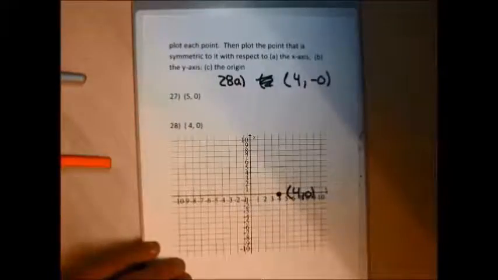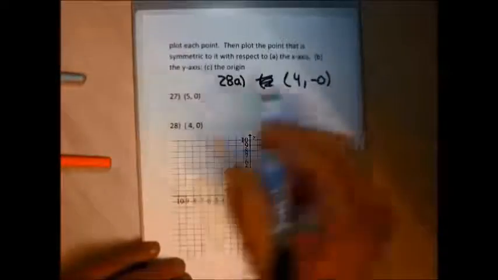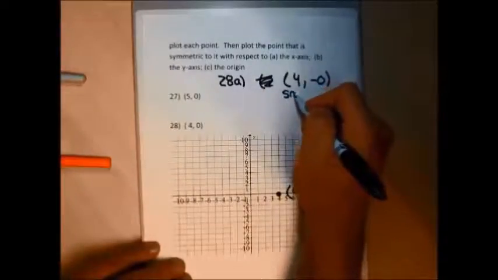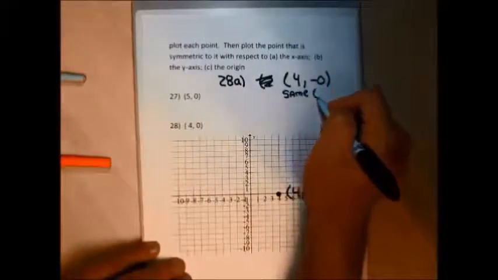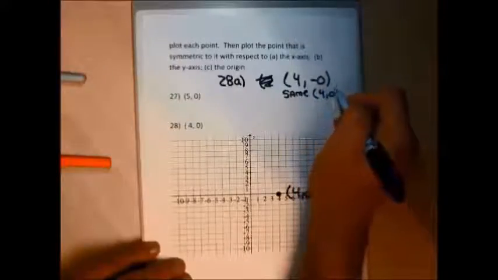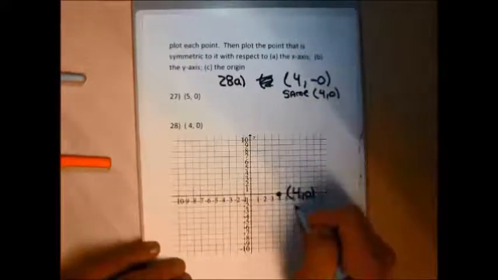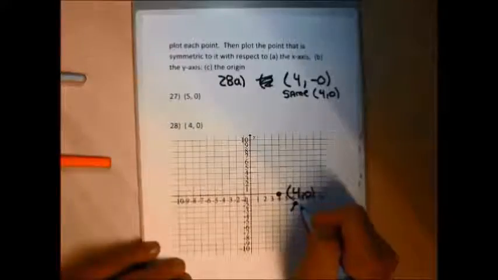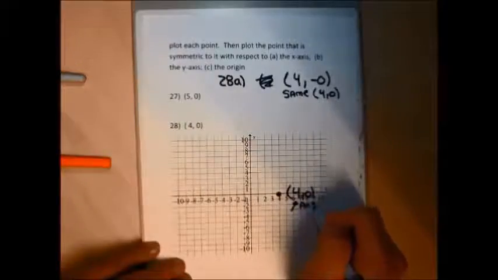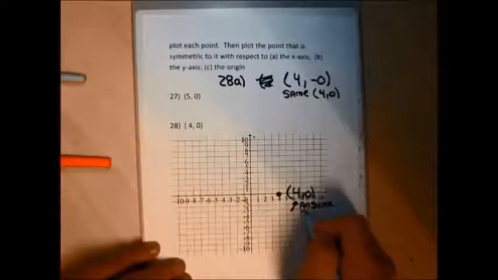But negative 0 means the opposite of 0, which is just 0, or it means negative 1 times 0, which is just 0. So this right here, because negative 0 is the same as 0, is going to be the answer to 28a. So that's the original point. It's also the answer to 28a.